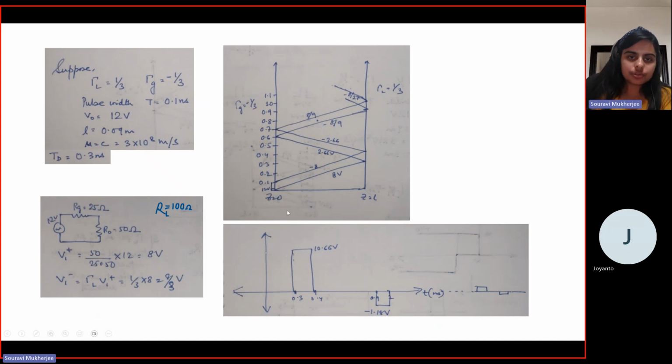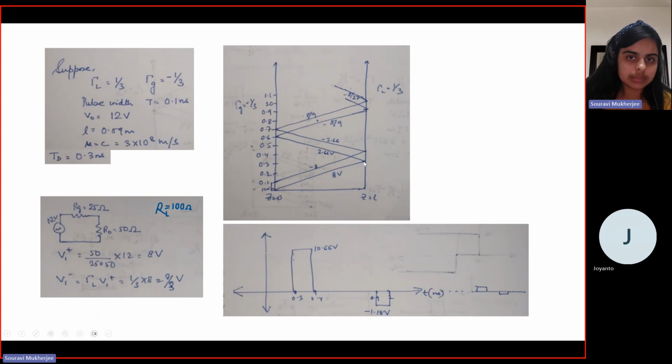Now if we try to plot it graphically, we can do this kind of plot. Here, this corresponds to the source end, Z equal to 0. This corresponds to the load end, Z equal to L. And this axis is the time axis. At the start, you have 8 volt at the source end. This 8 volt will take some time to reach the load. How much time will it take? It will take 0.3 nanosecond. So at 0.3 nanosecond, it reaches the load end.